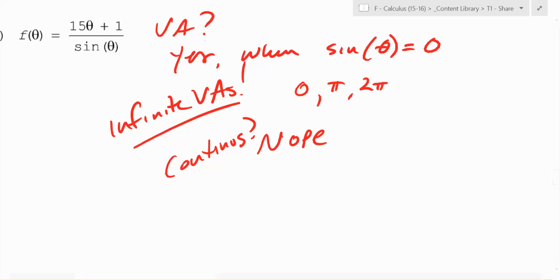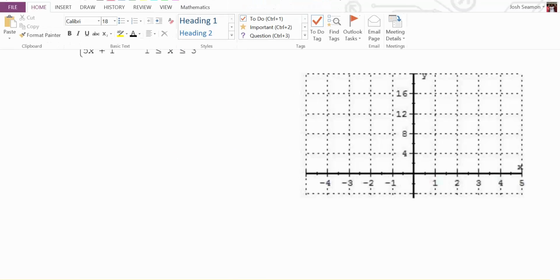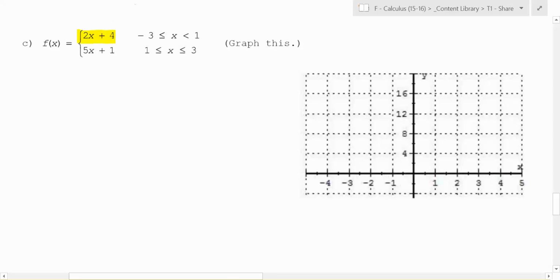I can almost spell continuous. In the details of what this is, I want you to raise your hand if you feel comfortable graphing 2x plus 4. Raise your hand if you're comfortable graphing 2x plus 4. Do that right now as carefully as you possibly can on that graph. Graph 2x plus 4. That's all I want you to do.